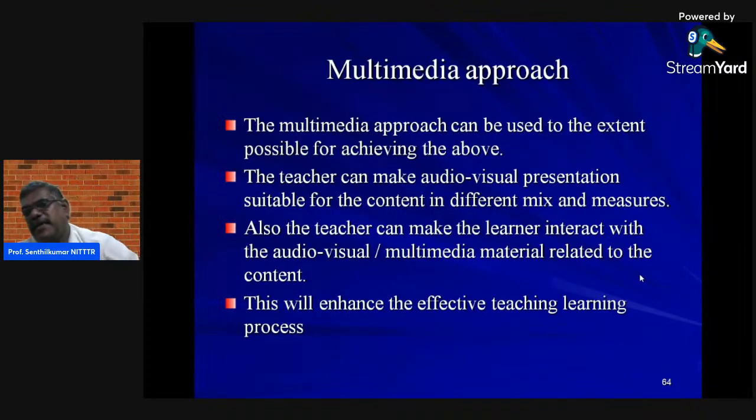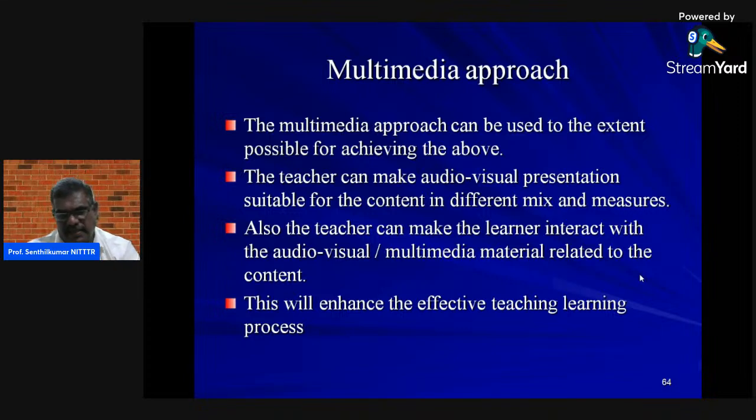Finally, the multimedia approach. Nowadays, the multimedia approach can be used to the extent possible for achieving the above. So, student engagement through different teaching approaches and learning. The students also have to cooperate with the teachers for engagement to learn the things. Earlier there were teaching aids, teaching methods, charts, chalk and board, and also certain models. Nowadays multimedia, everything we have to bring into this system.